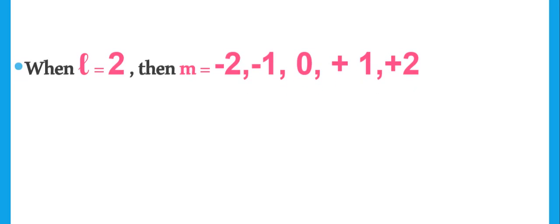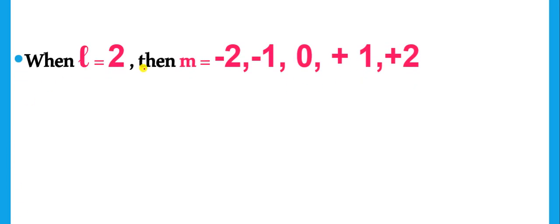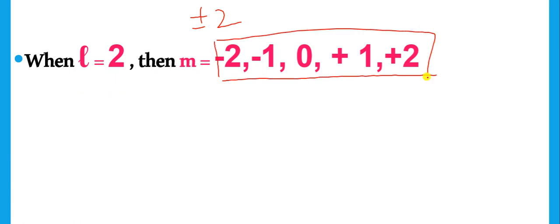Now all these px, py and pz in combined form can be shown like this, and all these are perpendicular to each other, at 90 degrees. The next condition is when L is equal to 2, then M is equal to plus minus 2. It means starting from plus 2 to minus 2, all values are included, that is minus 2, minus 1, 0, plus 1 and plus 2.